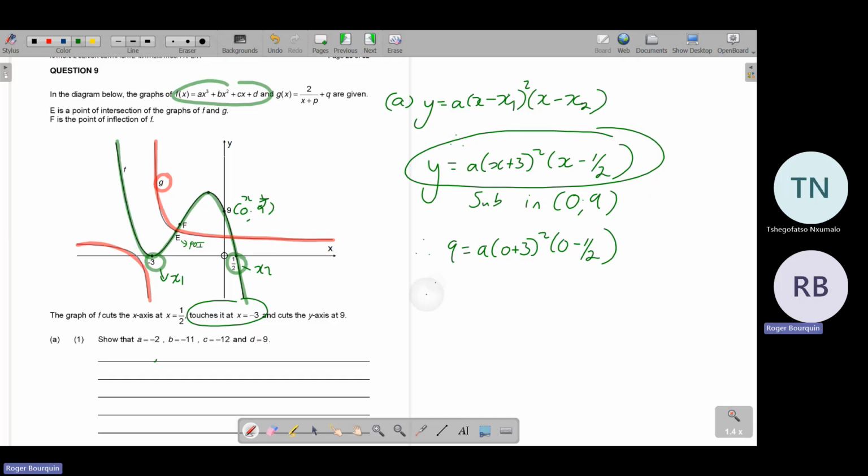Show that that equals 2 times 3. And you get A is negative. If you divide by negative 9 over 2, you get negative 2. Right. Are we happy? Good.